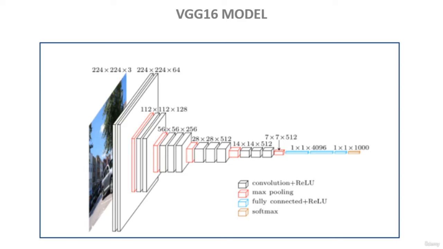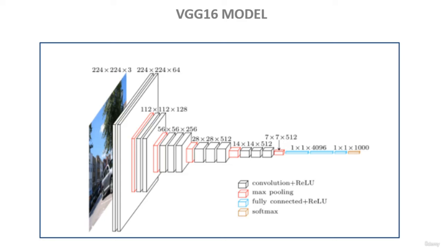VGG16 is a convolutional neural network architecture used for ImageNet, which is a large visual database project that is used in visual object recognition software research. It is also used in deep learning image classification techniques and is one of the most popular architectures in the industry right now. Let's now take a look at the architecture diagram of VGG16 model to understand it better.